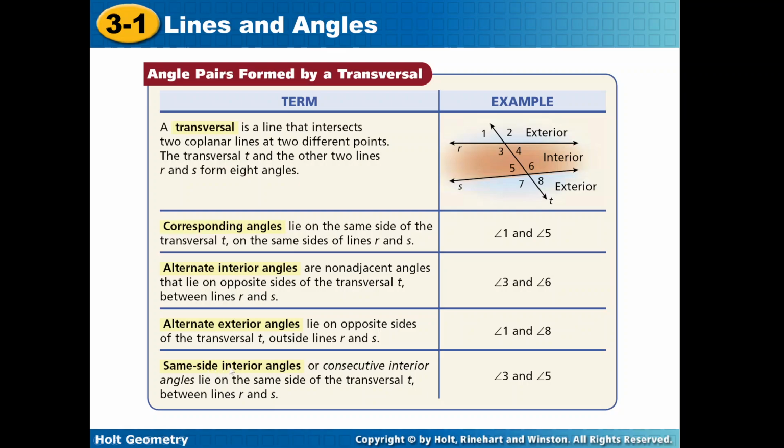Same side interior or consecutive interior angles are on the same side of the transversal T, between lines R and S, like angle 3 and 5. Normally, if those two lines are parallel, the same side interior angles always add up to 180 degrees. So 3 and 5 combined will be 180 degrees, and 4 and 6 are also 180, if these two lines are parallel.